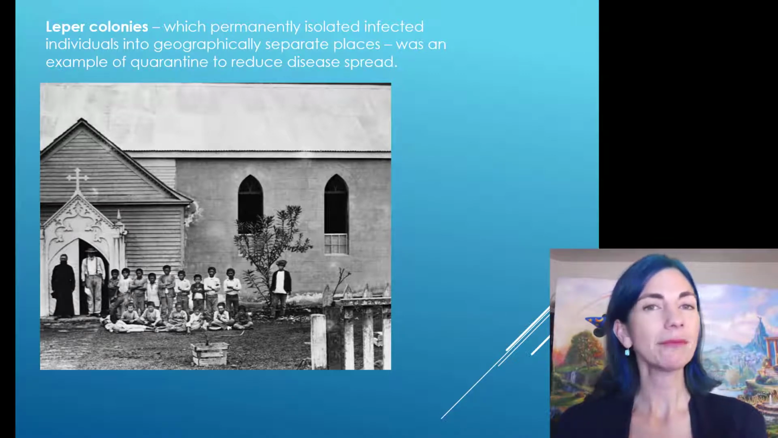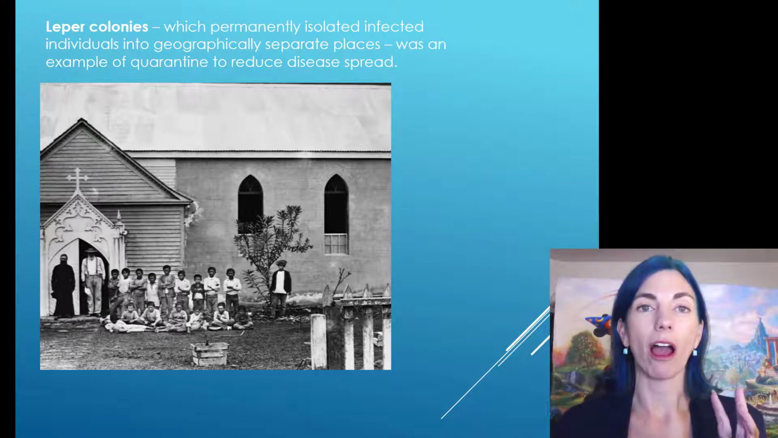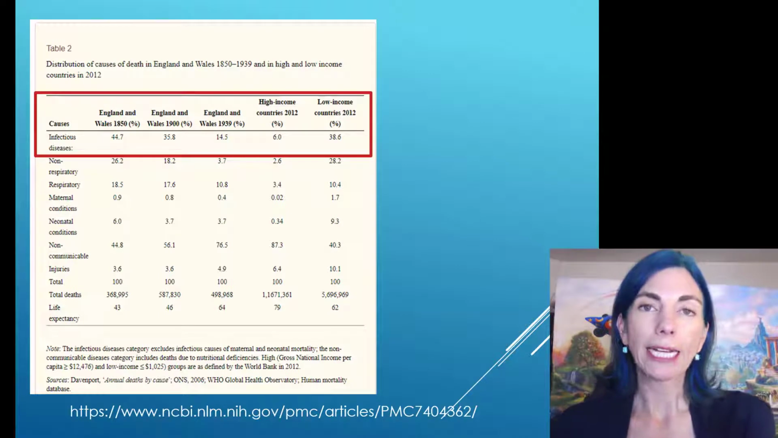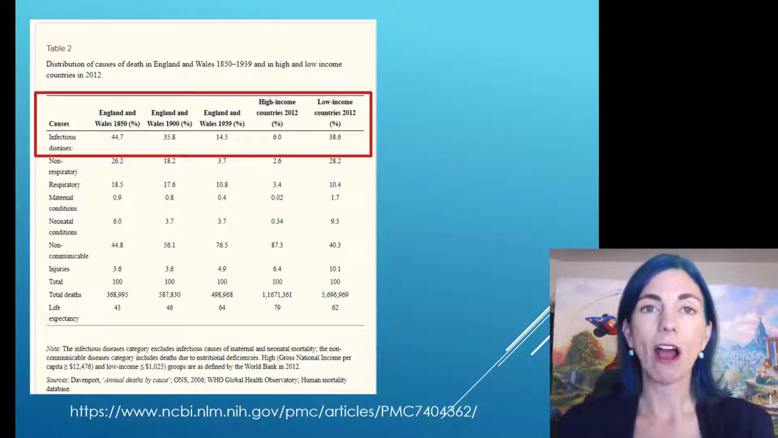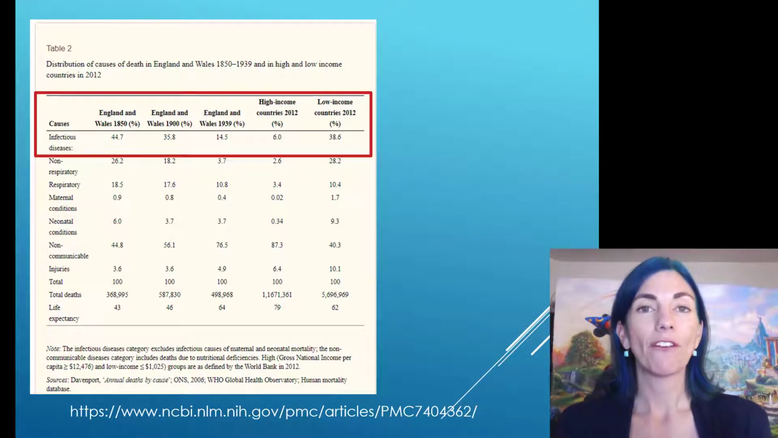Now let's turn and take a look at the effect of some of these diseases on life expectancy. In this table, look at the boxed area, and what you'll see is the importance of infectious disease in causing death. Even up until the 1850s, infectious disease was responsible for almost half of the deaths. Fast forward to more recently, in first world countries with advanced medical care, infectious disease is responsible for a lot fewer deaths.